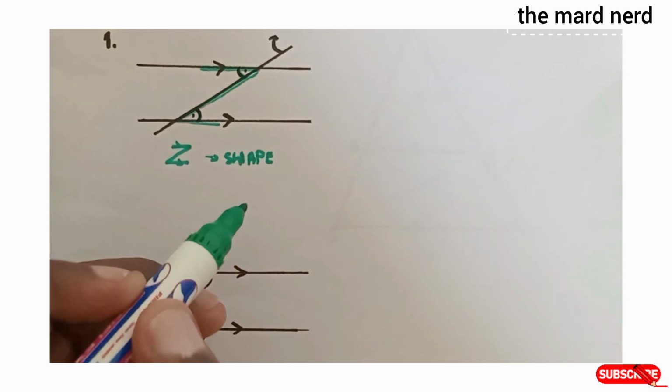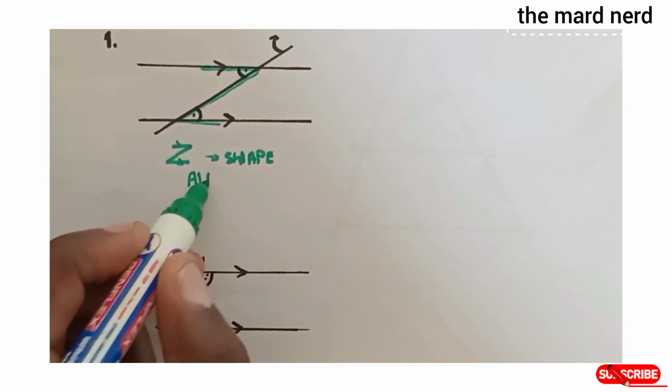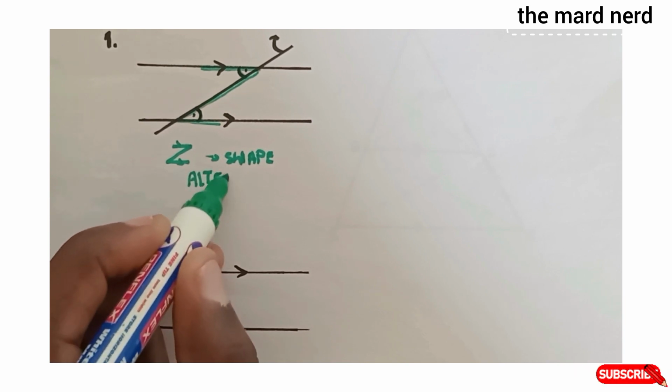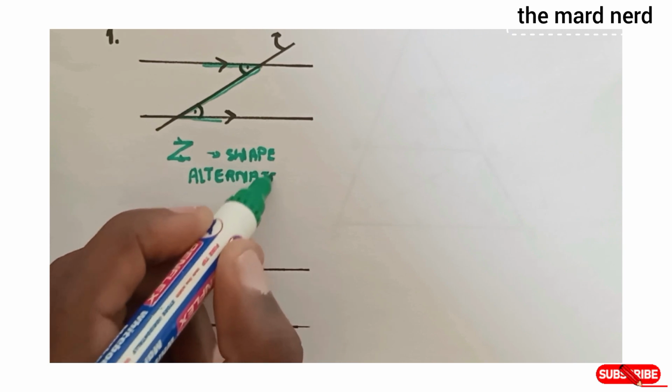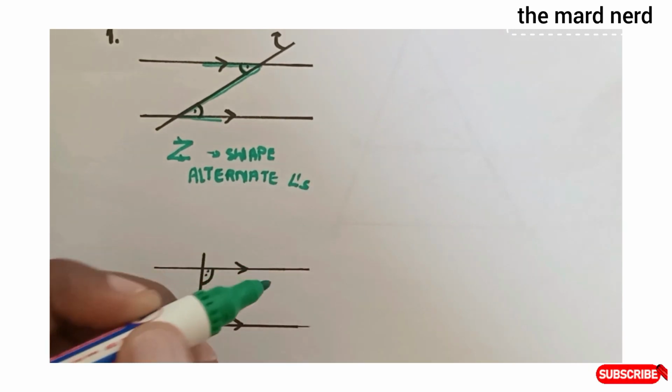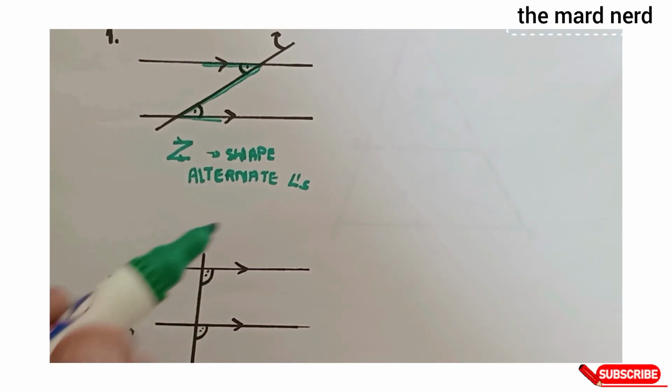you must know that it is a what? It is an alternate angle. Alternate angles, once it has a Z shape. So once we have those Z shapes between the parallel lines, since the transverse line cuts those parallel lines, once it forms a Z shape, you must know that it is an alternate angle.